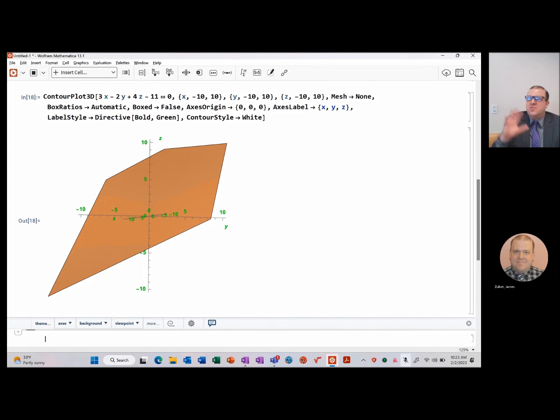This is where it gets a little weird because of how it shades three-dimensional. Even though I have the contour style set to white, that is clearly not white. Well, it serves my purposes, so I'll just leave it. And so you can really mess around with it.